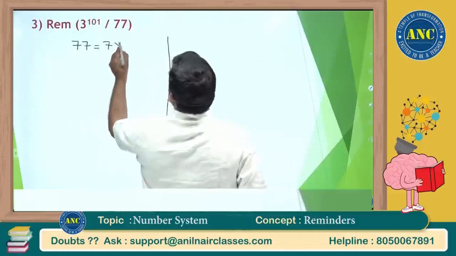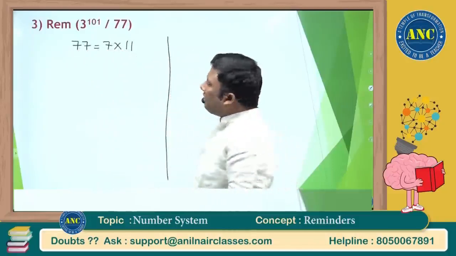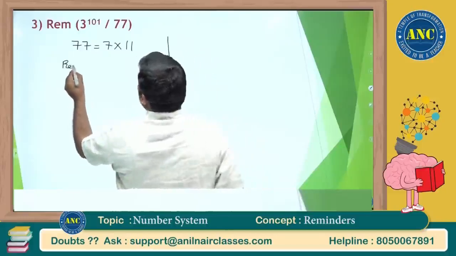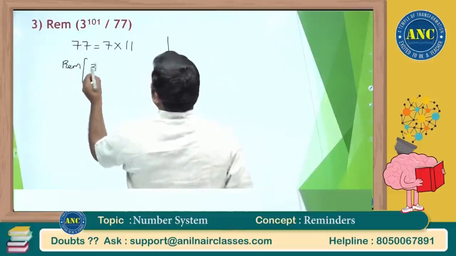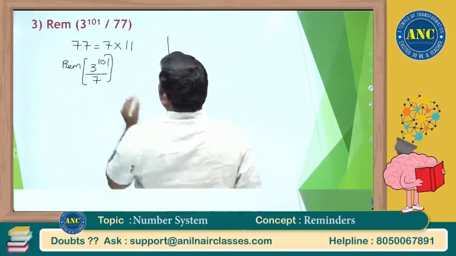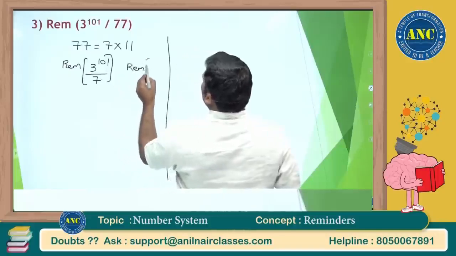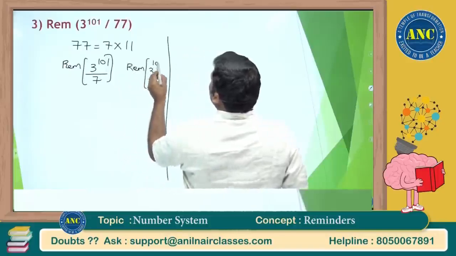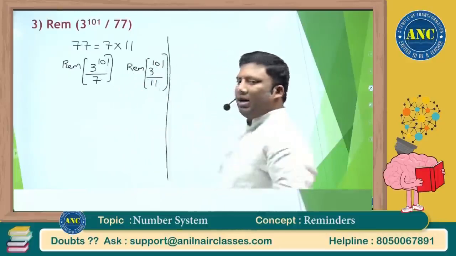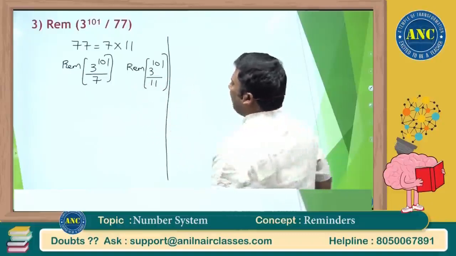77 is a composite number, so it is 7 into 11. First I will divide by 7: 3 power 101 divided by 7. Then I will divide it by 11. I will do both. One divided by 7, another divided by 11.